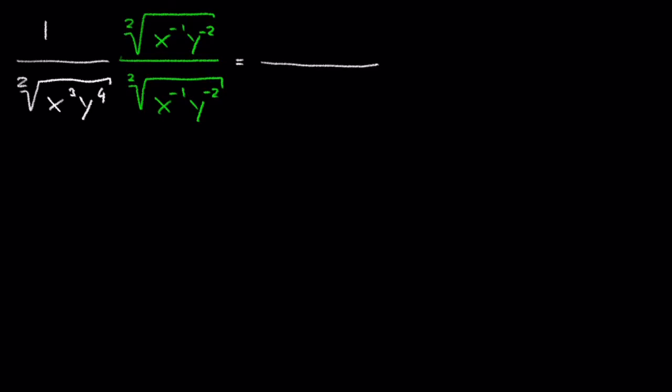And applying the multiplication law for roots gives us the square root of x squared times the square root of y squared. Which is then x times y.